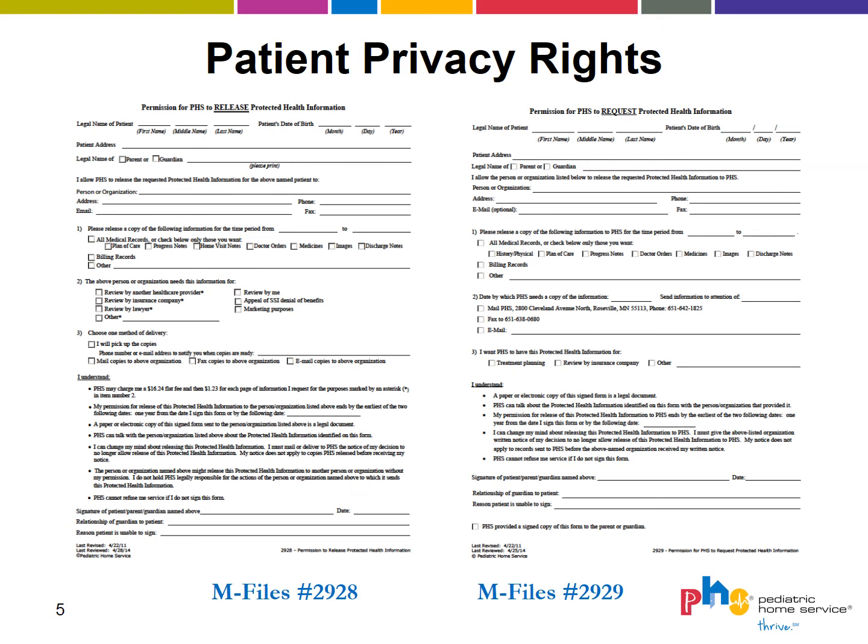These two forms are PHS's Release of Information Authorization forms. They can be accessed in M-Files and are interactive. One is labeled Permission for PHS to Release Protected Health Information, and the other is labeled Permission for PHS to Request Protected Health Information. Once these forms are completed and signed by the patient or legal representative, the privacy officer will review all medical record release requests, and the medical records department will process them.